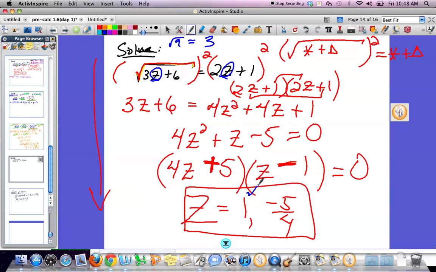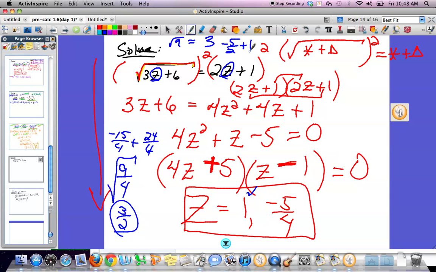We checked it. Negative 5/4. Need a little help. 3 times negative 5/4, negative 15/4, plus 6. And 6 is 24/4. So that's 9/4. So I'm going to do the square root of 9/4, which is nice. What's the square root of 9/4? 3/2. Now we've got to check it on the right side and see what we get. 2 times negative 5/4 is negative 10/4, or negative 5/2, negative 2.5, plus 1. Negative 2.5 plus 1 is negative 3/2.